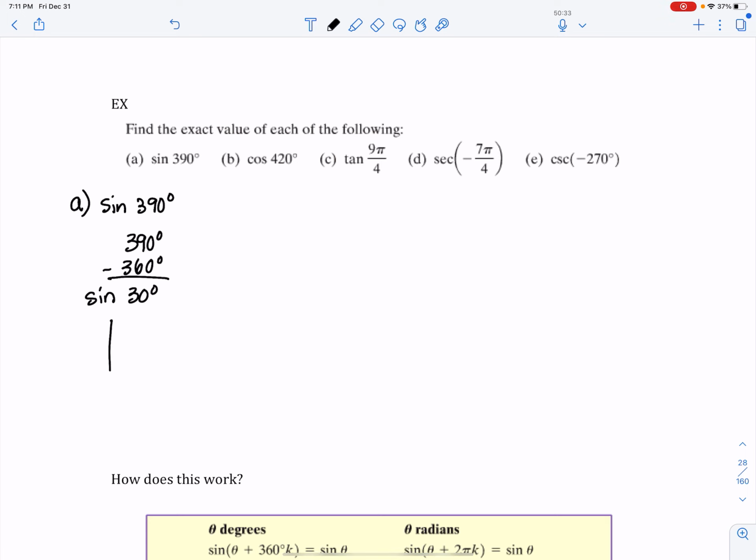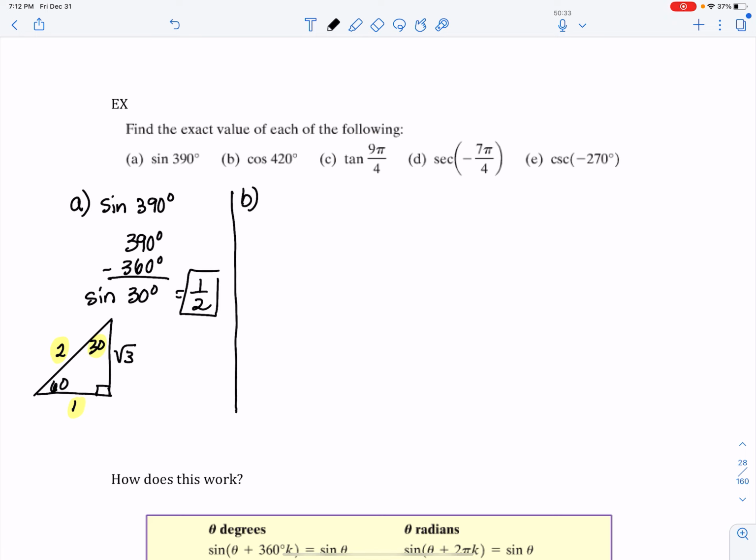In order to do that, you can rely on those triangles that you learned in the last section. And remember, we have 30 degrees here and 60 degrees here. So we have 1, 2, radical 3. So sine is opposite over the hypotenuse of 30 degrees. So the answer to this is going to be 1/2. So sine of 390 degrees is the same as sine of 30 degrees, which is 1/2.